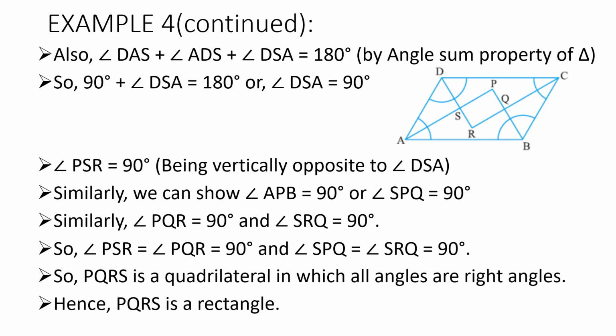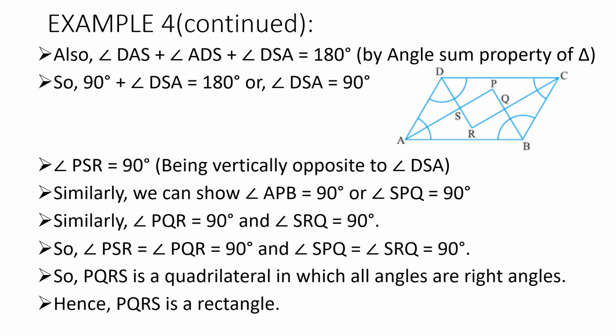Now we know that by the angle sum property of a triangle, the sum of the three angles of a triangle is 180 degrees. So angle DAS plus ADS plus DSA is 180 degrees. But already we have shown ADS plus SAD is equal to 90 degrees. So the third angle, angle DSA, will be equal to 90 degrees. Now angle PSR is vertically opposite to angle DSA, so it will also be 90 degrees. So we have shown that angle PSR is 90 degrees.